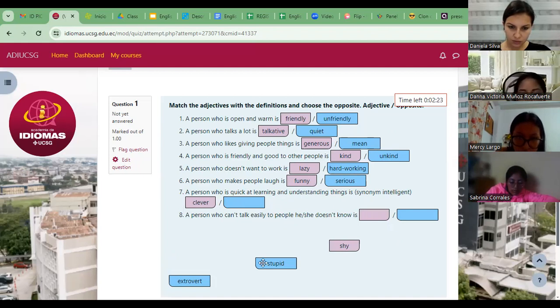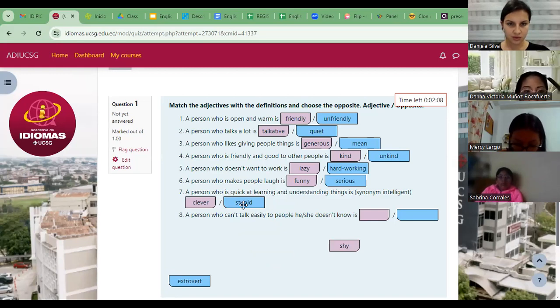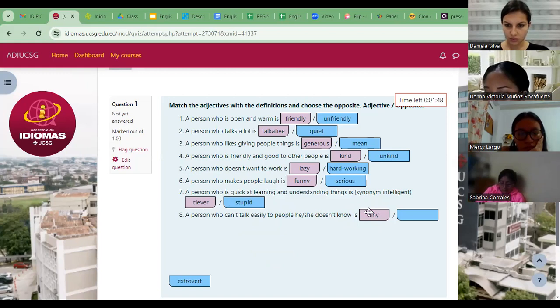Stupid. In Spanish, for us, it's like very offensive, right? Calling someone estúpido. But in English, stupid is like someone who's not too clever. Ya para ellos es como alguien que no es tan inteligente. No es como para nosotros, es como algo mucho más ofensivo, right? It's not the same. But the way they write it is similar to Spanish, right? A person who can talk easily to people he or she doesn't know. Shy. What could be the opposite?